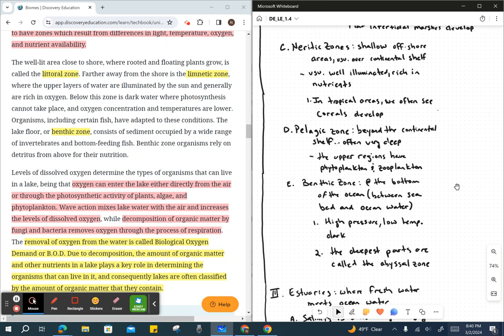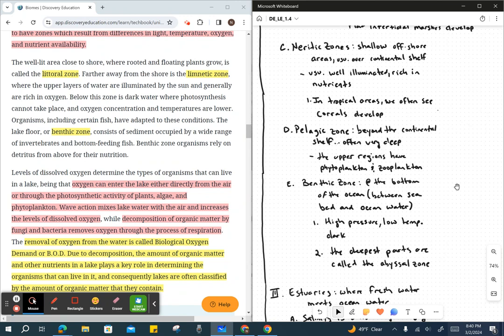If you go deep, just like a lake, you're going to come across your benthic zone, and that's getting close to the ocean floor, right where the ocean floor meets the ocean water. It's got a lot of high pressure, very high pressure. It's very cold, low temperatures, very dark.